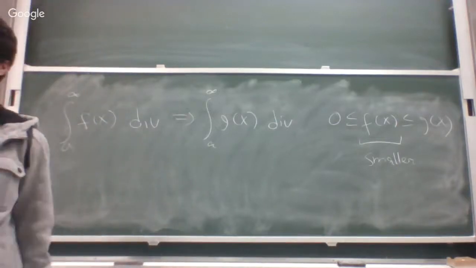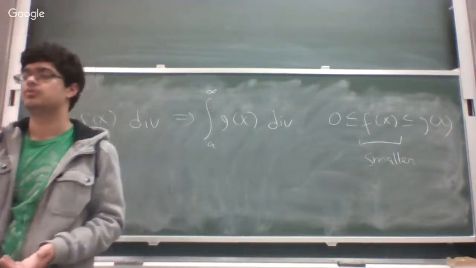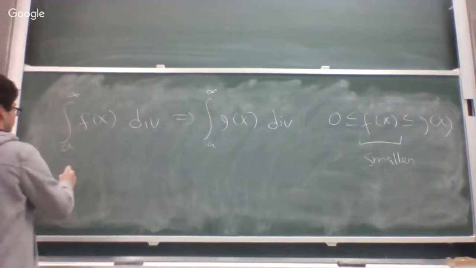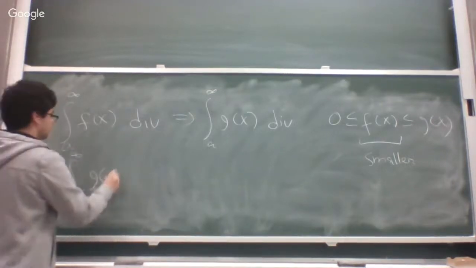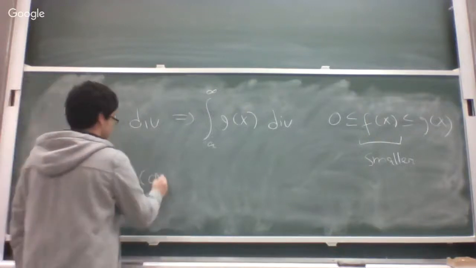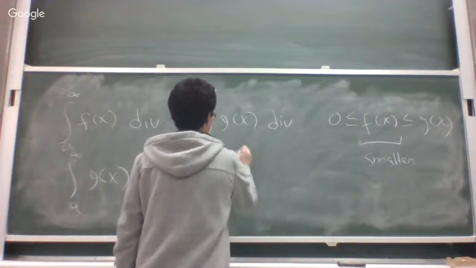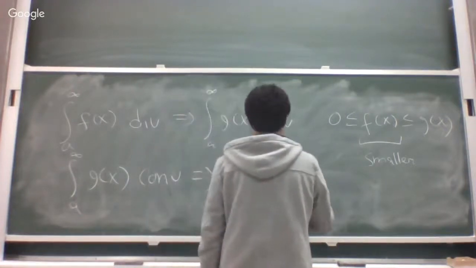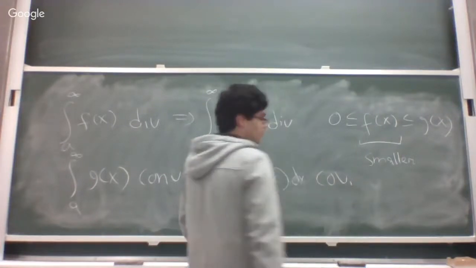If the smaller function is growing exponentially, then the bigger function has to grow exponentially too. Now the reverse of that is if the bigger function, the integral from a to infinity of g of x, converges, that means that the integral from a to infinity of f of x has to converge as well.